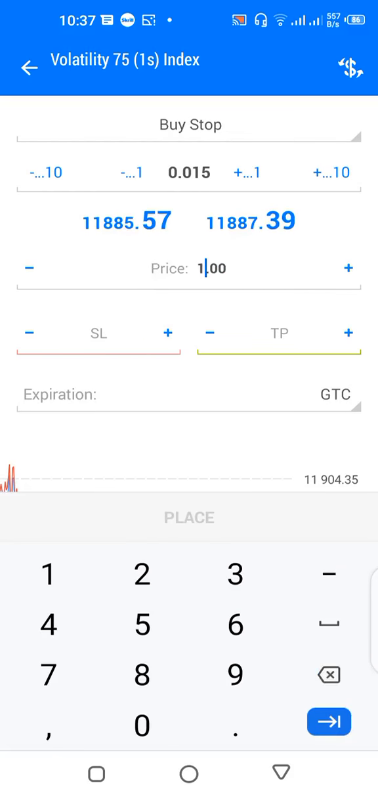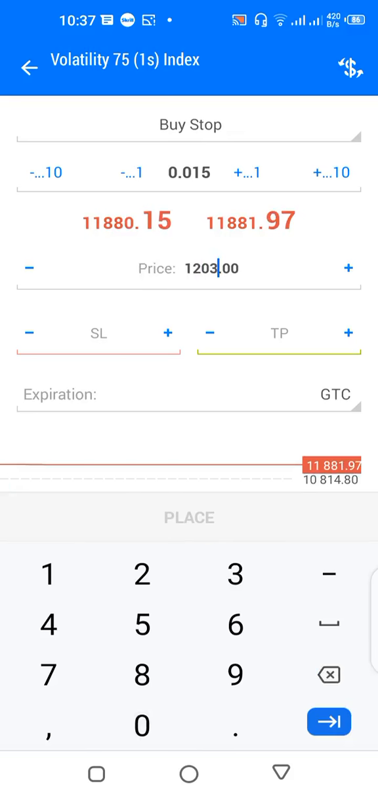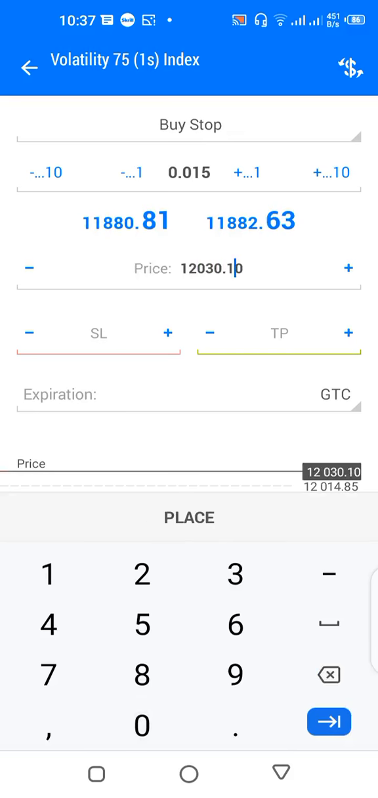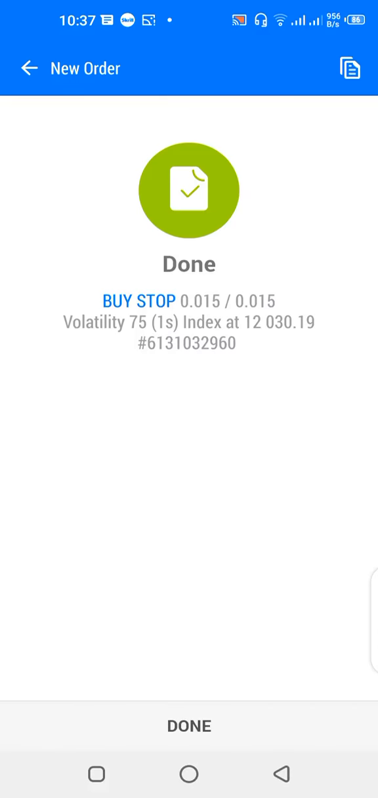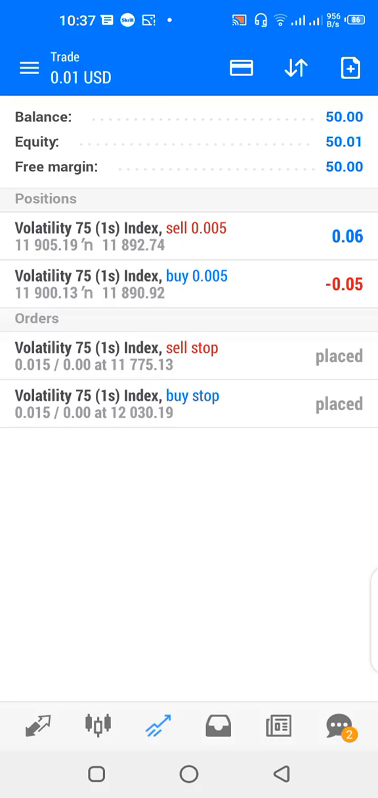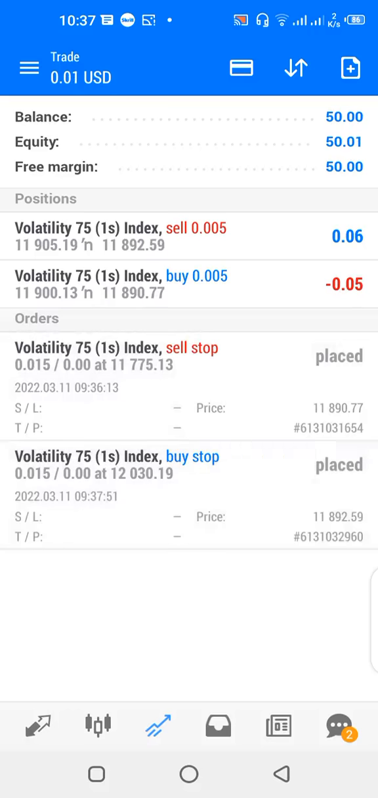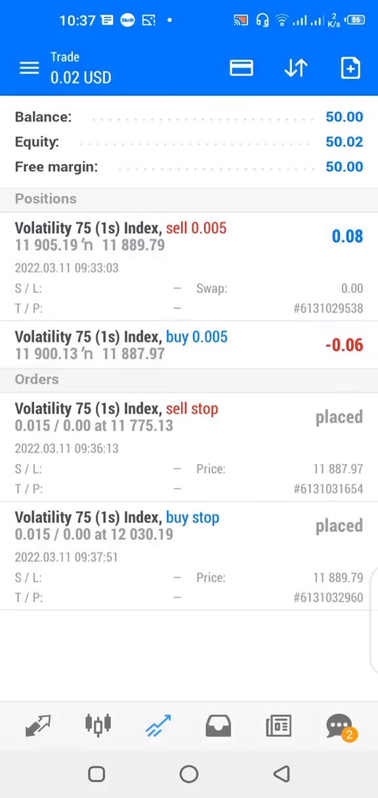The buy stop price level will be 12030.19. I just add 125 points to your trade price, and then you get the hedge spacing. So the hedge spacing for my sell trade is 12030.19. I'm going to place this buy stop. So I have got insurance for both the running sell trade and buy trade.